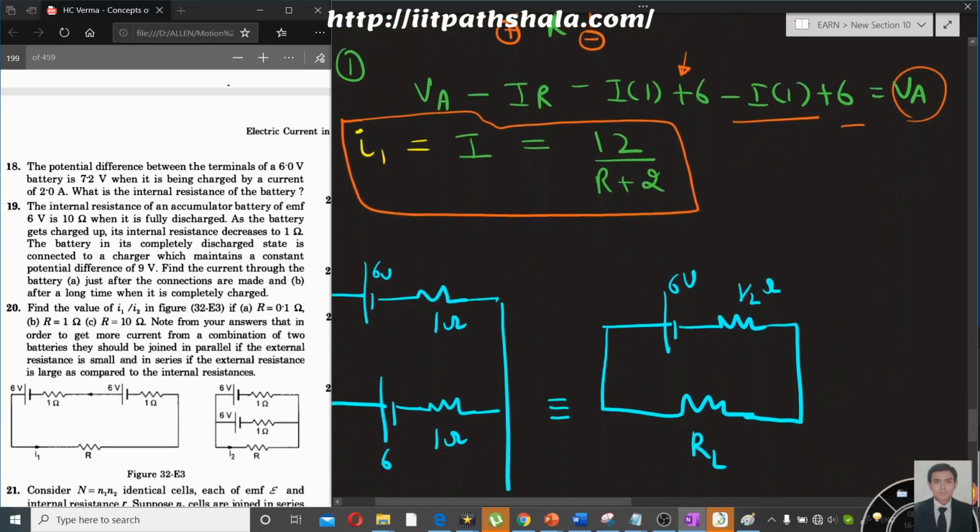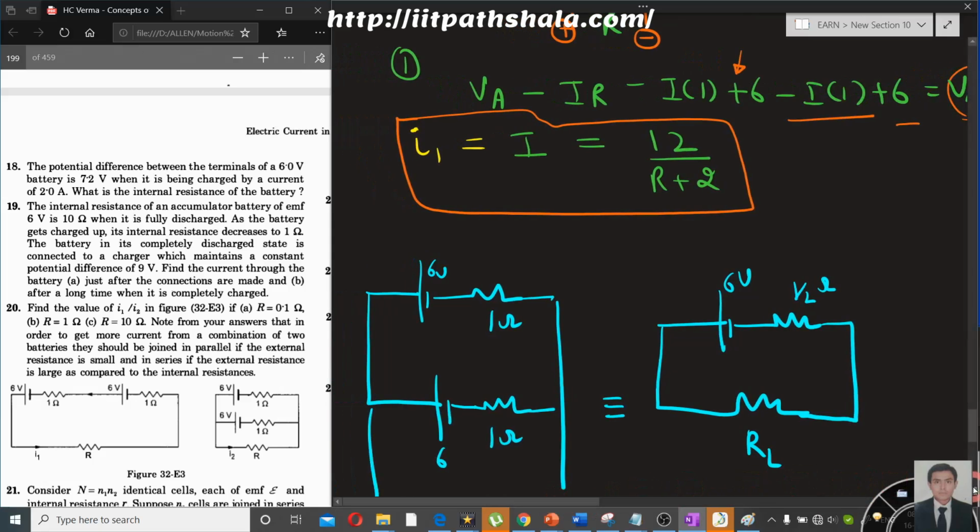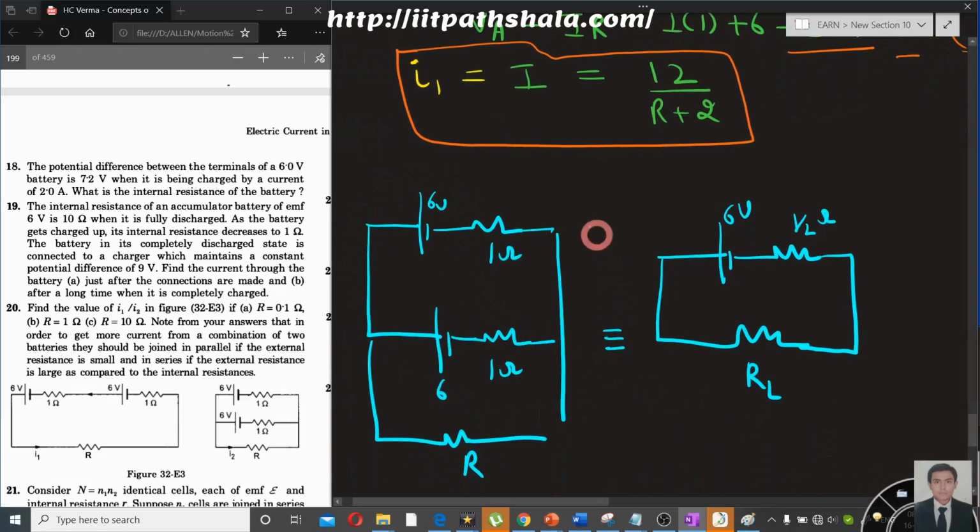In the second case, I can see over here the circuit is something like this. So I can form the equivalent circuit of this. These two batteries are in parallel over here, so I made a parallel combined battery over here.